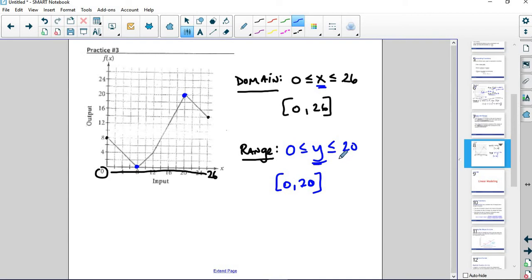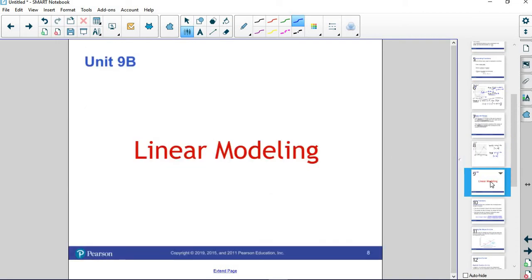Okay, so that's some basic function stuff. You guys should be relatively familiar with that from previous courses. We're moving into Unit 9b, which is linear modeling. We talked about linear equations in the last chapter. Now we're going to add to it a little bit and kind of think of them as linear functions now.